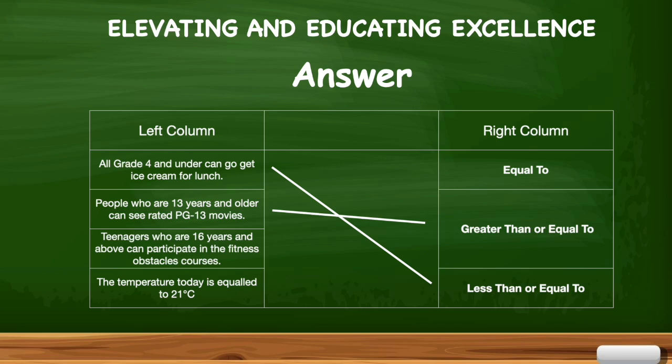Teenagers who are 16 years and above can participate in fitness obstacle courses. They have to be 16 or older, so that's also representing greater than and equal to. The temperature today is equal to 21 degrees Celsius, so that is representing equal to.